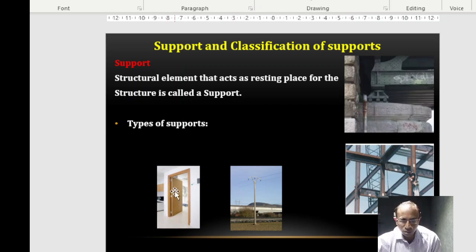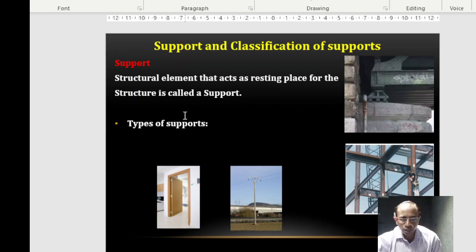This is a kind of support. This is a door, a member, and this was pinned somewhere. And you cannot move in this direction. You can close the door and open the door. That means you can subject that pin to the moment. Similarly, here the ground itself is acting as a support. There is a pole, an electrical pole. It was just buried into the ground. That particular ground is a resting place for the electrical pole, right?